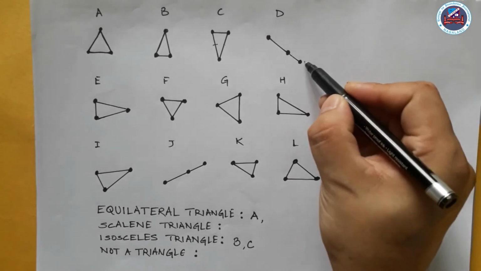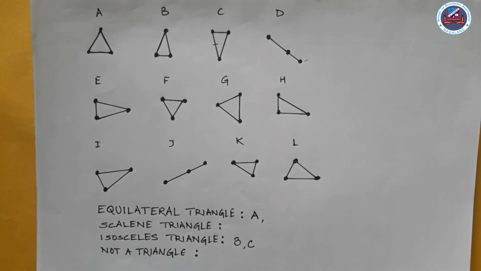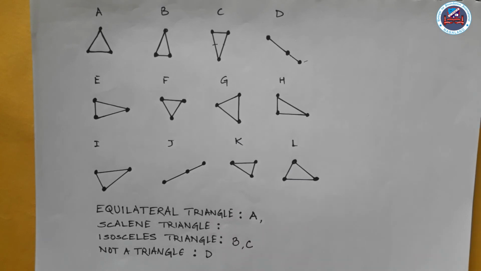Now look at number D. Now does this look like a triangle? I don't think this looks like a triangle. This looks like a straight line. So D we will write not a triangle.